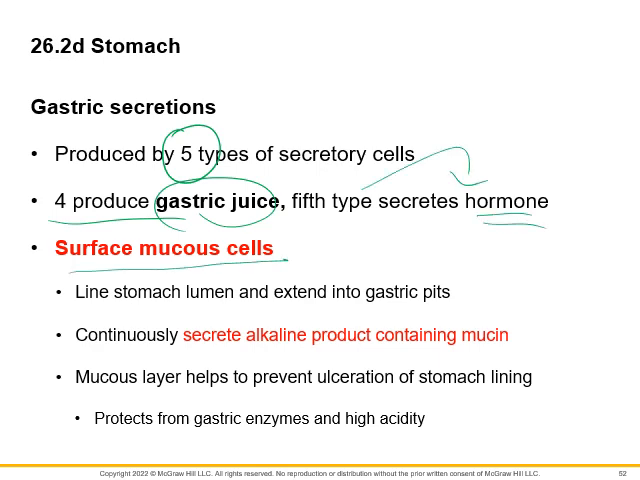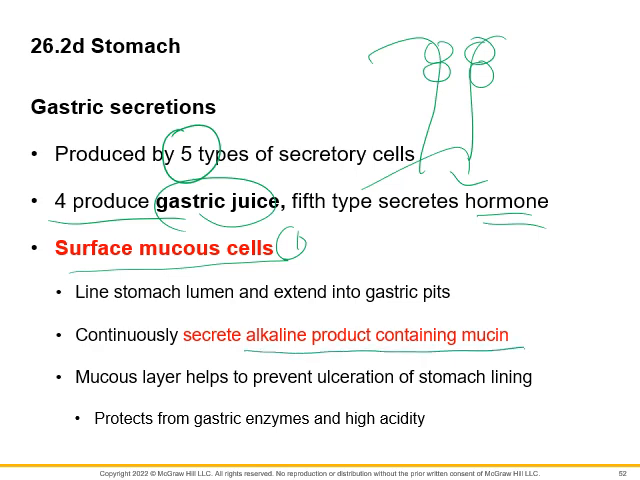So we have the surface mucosal cells. These are the first ones as we're going into the pit. These surface mucosal cells are going to secrete an alkaline product containing mucin. Again, mixed with water, it becomes mucus. This is going to help prevent the stomach lining from being digested by the hydrochloric acid that's going to be used to break the food down.